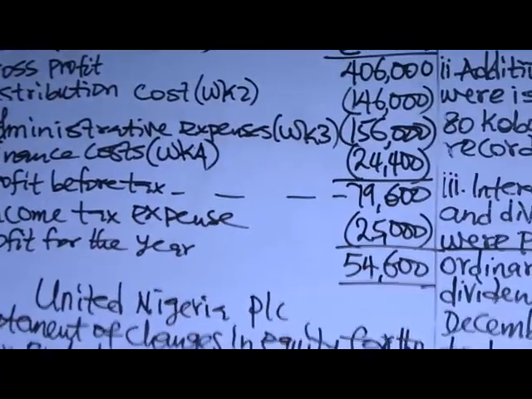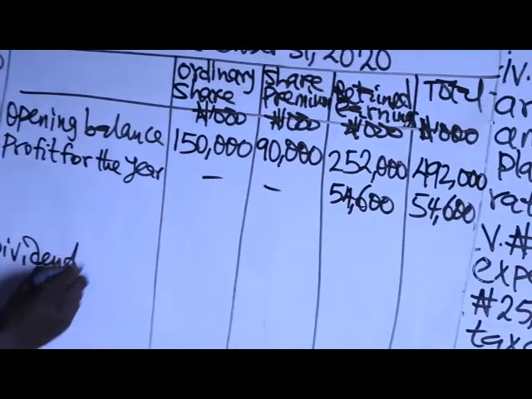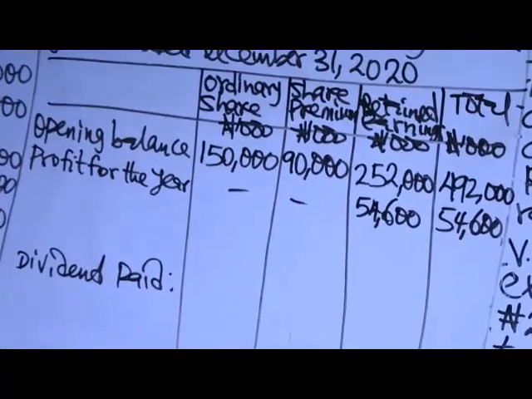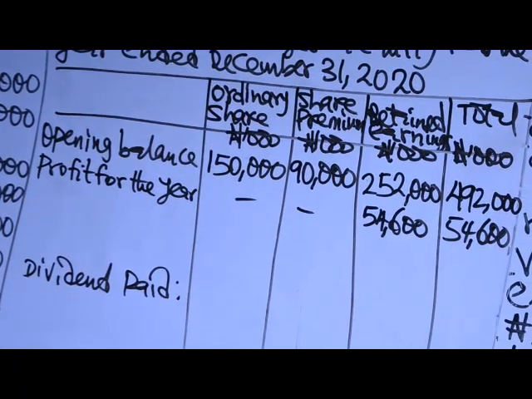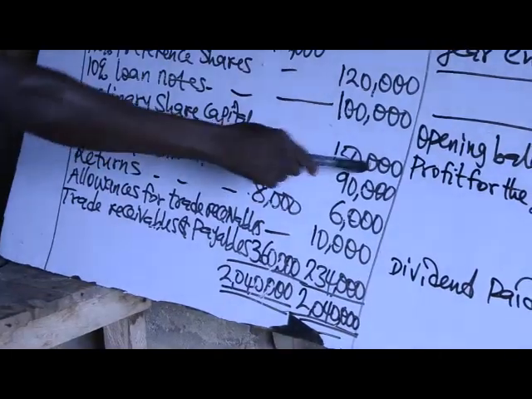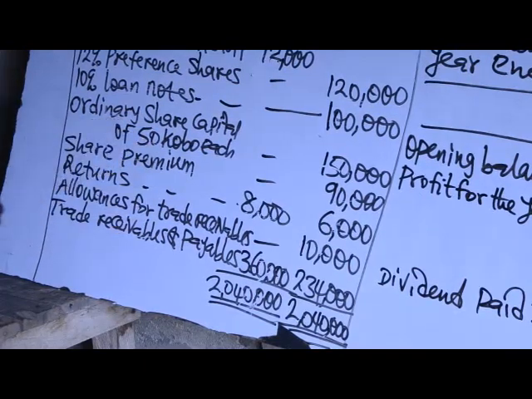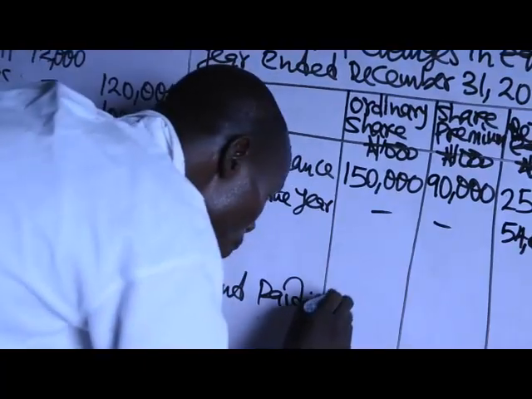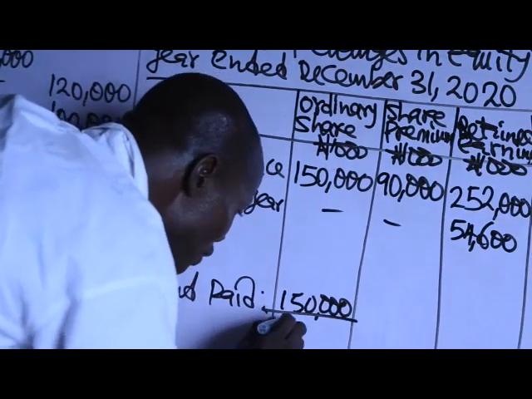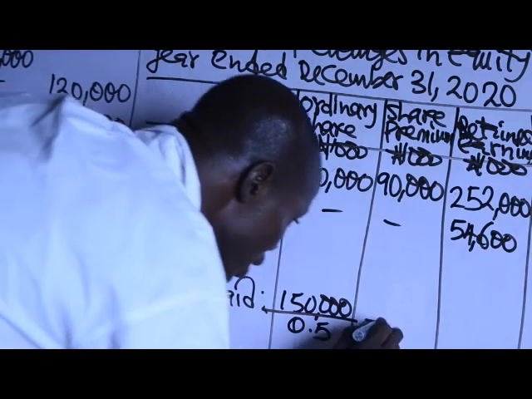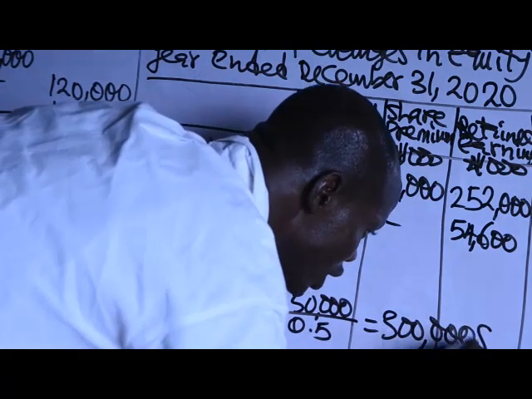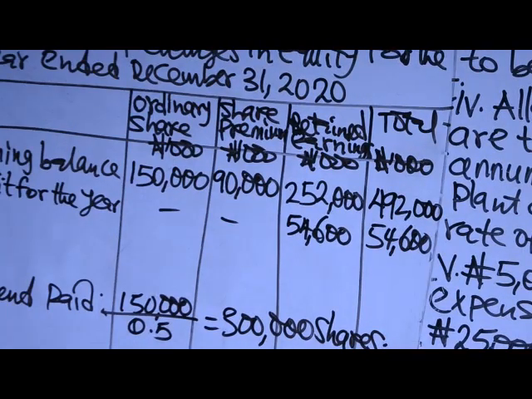Now, let's calculate that dividend paid to the existing ordinary shareholders. To calculate it, you have to calculate the number of existing ordinary shares. Back to the trial balance. The existing ordinary share capital is 150,000, and it is denominated as 50 kobo each. The par value is 50 kobo. So that means the number of existing ordinary shares will be 150,000 divided by 50 kobo, 0.5. That will give us 300,000 shares.